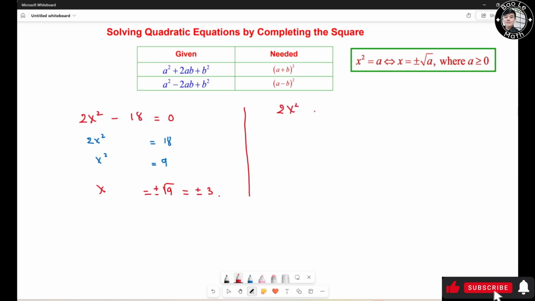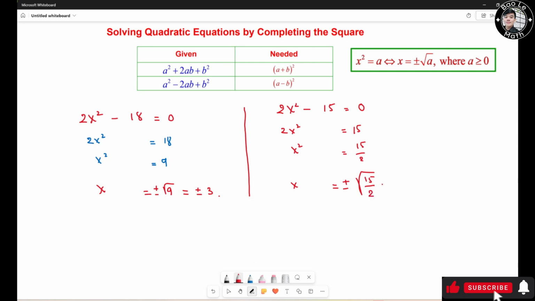2s squared minus 15 equals 0. Now you need to add 15 to both sides, so it's going to be 2s squared equals 15, and then you divide both sides by 2, so s squared equals 15 divided by 2. Alright, and then you take the square root of both sides. It turns out to be s equals plus and minus the square root of 15 over 2.